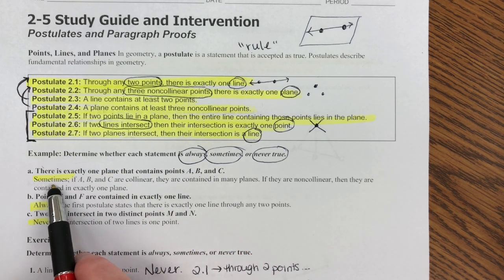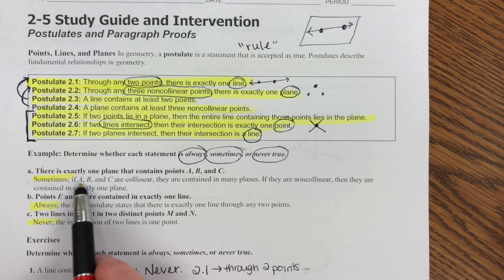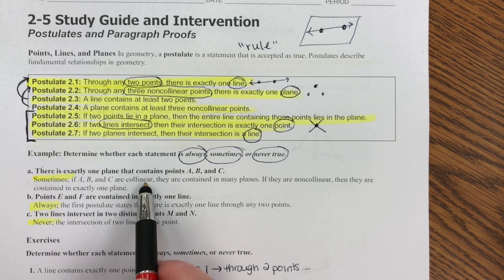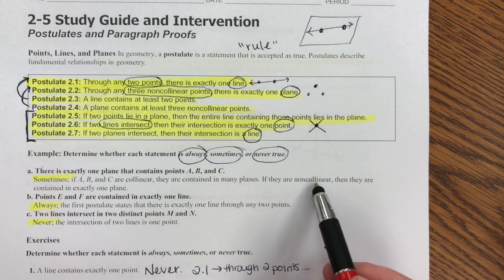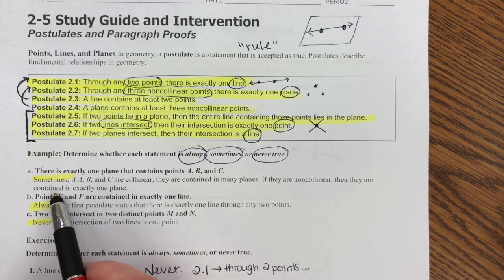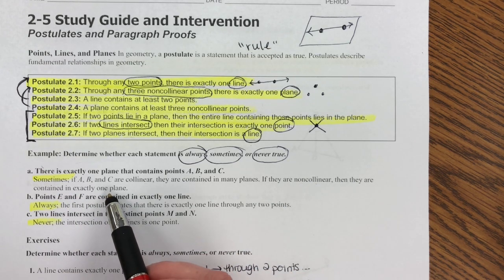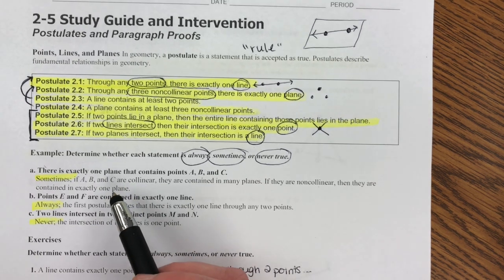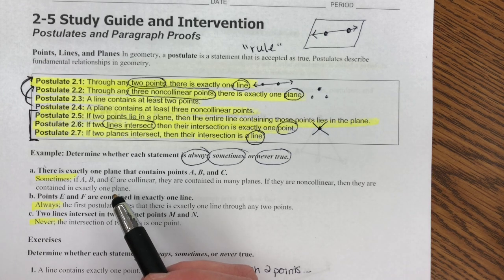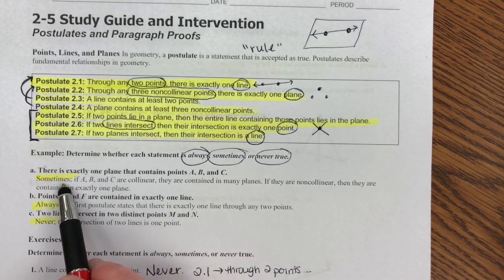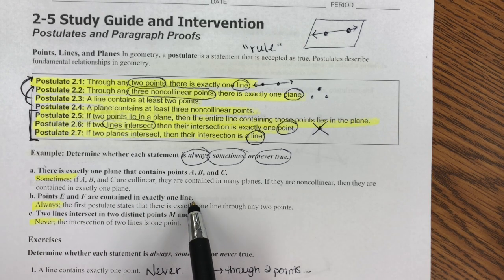That's sometimes true. Why is it just sometimes true? If A, B, and C are collinear, then they are contained in many planes. If they are non-collinear, then they are contained in exactly one plane, because 3 non-collinear points make up a plane. A line can be contained in any plane, but 3 non-collinear points make up their own plane. So this is sometimes.